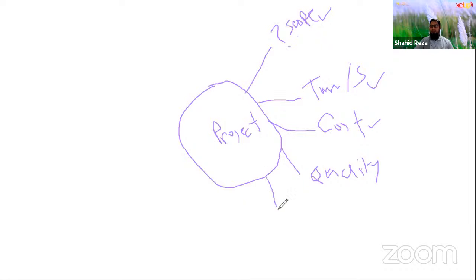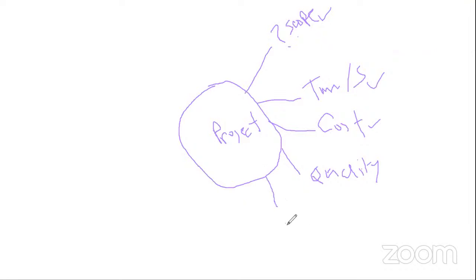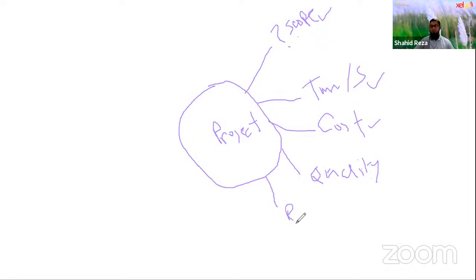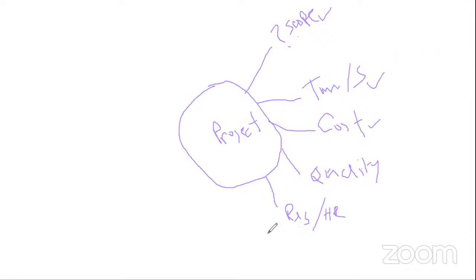Then the fifth one is resource. I am writing here also HR, human resource or people. So the fifth important thing is resource. Any project you do, you have to use some resource. That can be people resource, that can be material resource, or directly you can use cost or money. So this is the fifth aspect of a project.